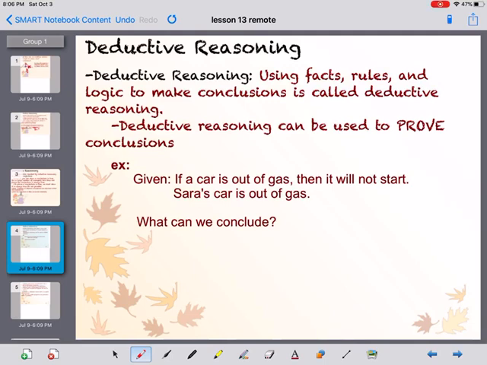Things have to be true in order to use them. Not patterns, not something we think is true. No, it has to be a fact, okay? So we use facts, we use rules, and we use logic to make conclusions in deductive reasoning, okay?